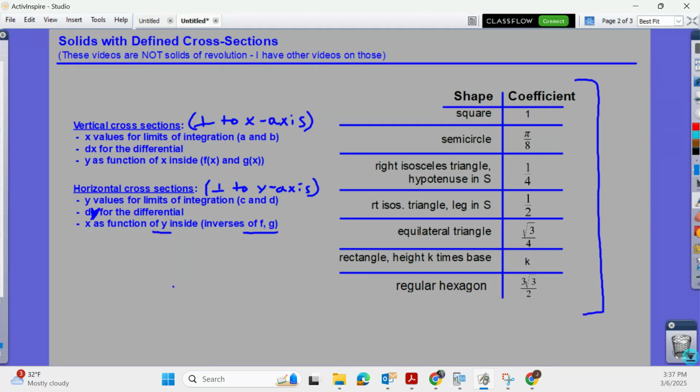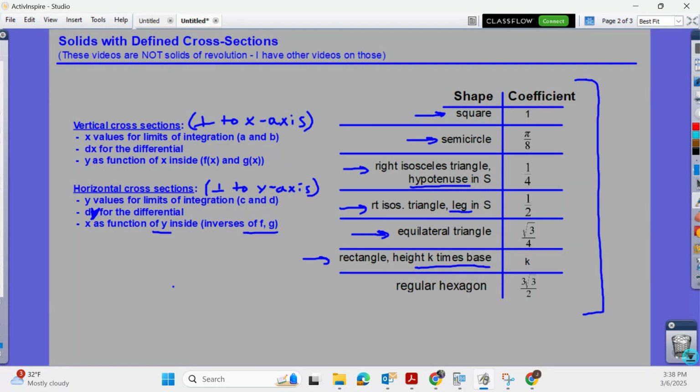The other piece of this that I have in these notes here are just the coefficients for each shape. And the only ones that I've seen on the AP exam, and I've looked at a lot of AP exams, are squares, semicircles, right isosceles triangles with a hypotenuse in the region, right isosceles triangles with a leg in the region, and equilateral triangles, and rectangles with a height that maybe is defined as a multiple of the base or something like that. Those are the only ones where you had to figure out your own area function.